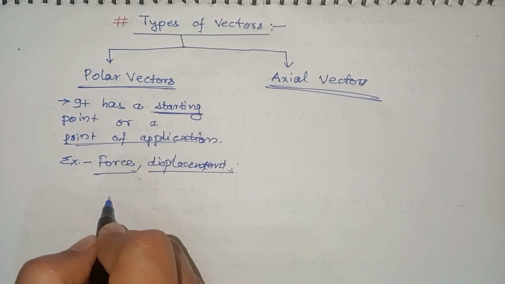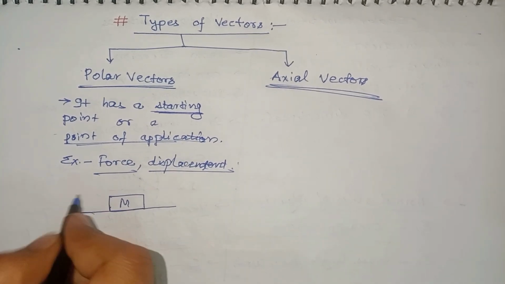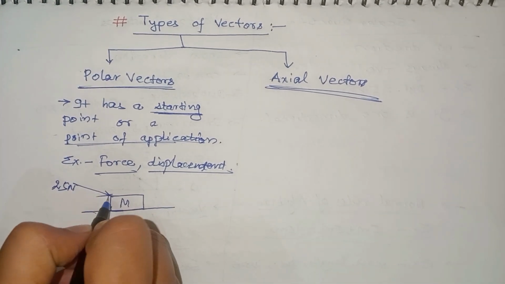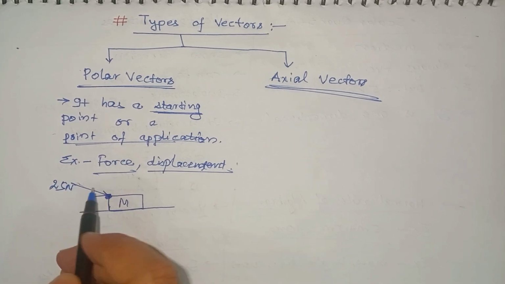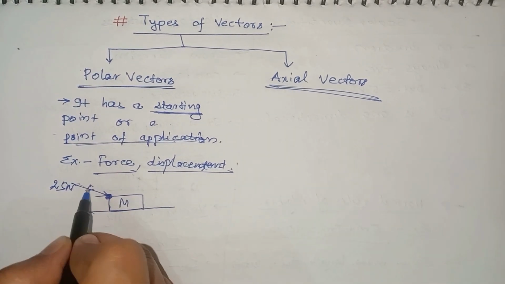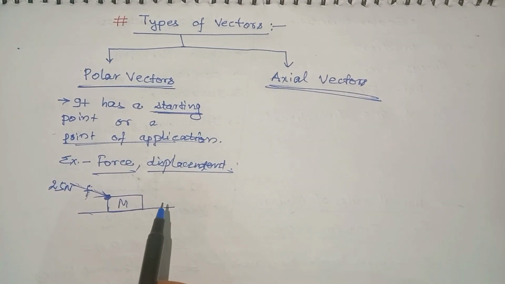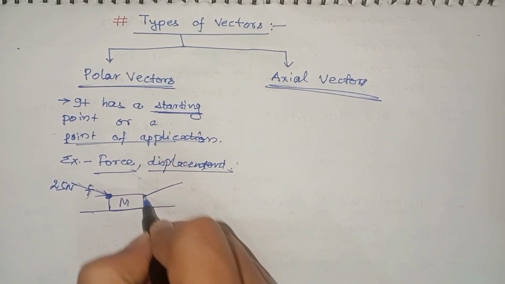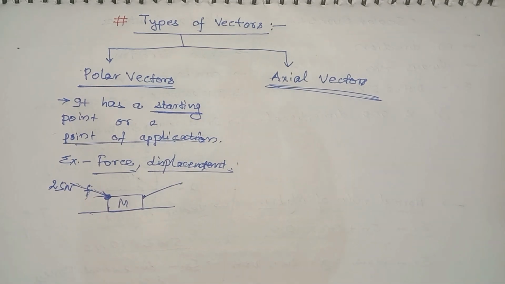Suppose, let us see in the case of force, this is a mass kept on some floor, and we strike it with 25 Newton force. This is the point of application of force. So force F here will be called a polar vector. It has a point of application. Suppose there is a string tied with this, this is the point of application. The force is applied at a point. This is a polar vector.